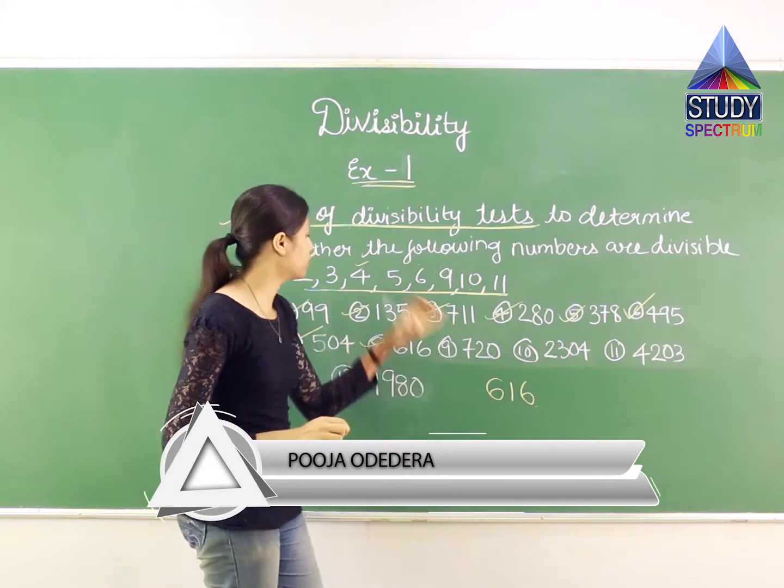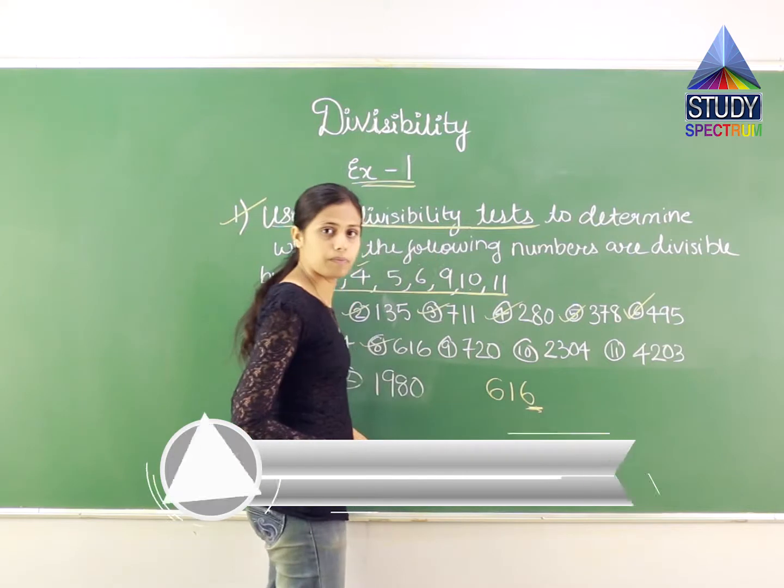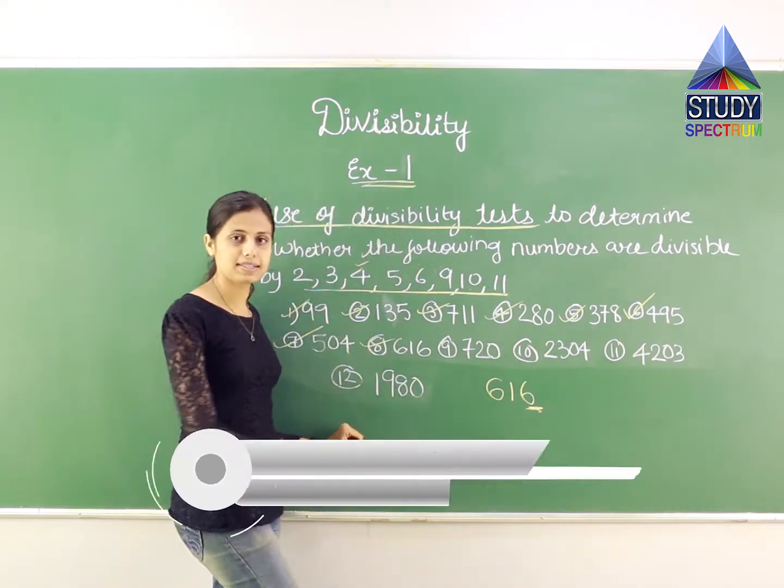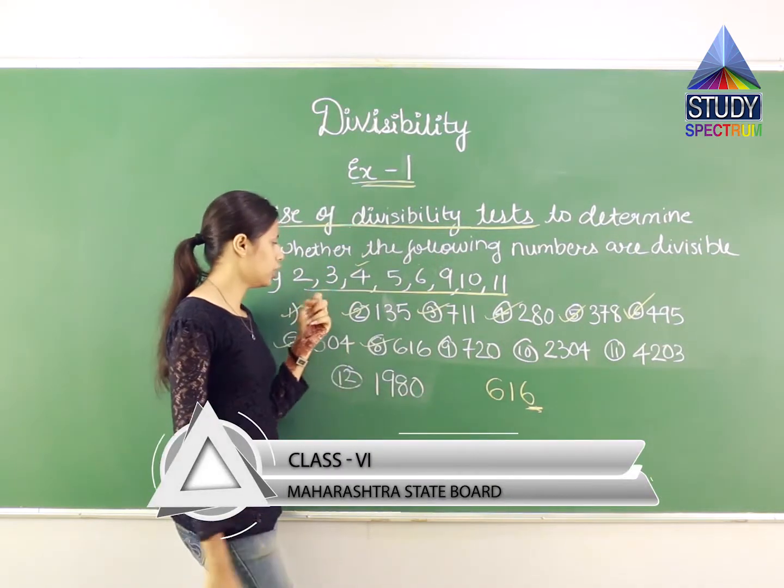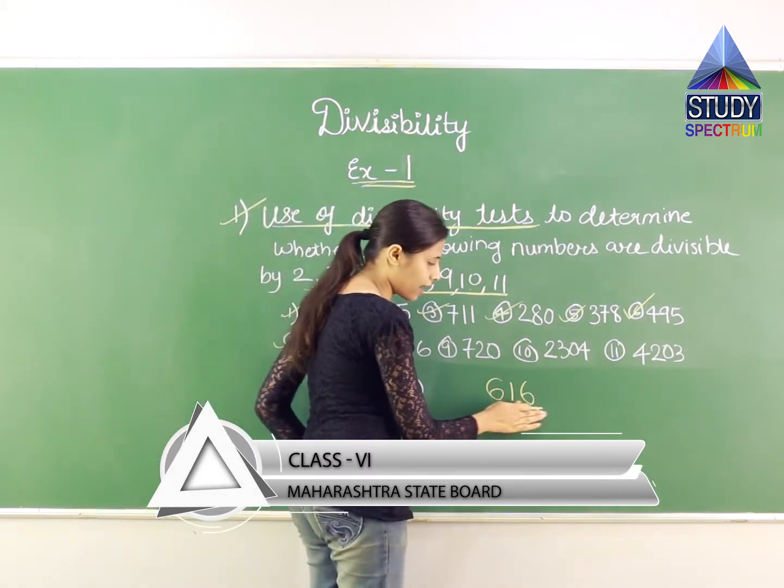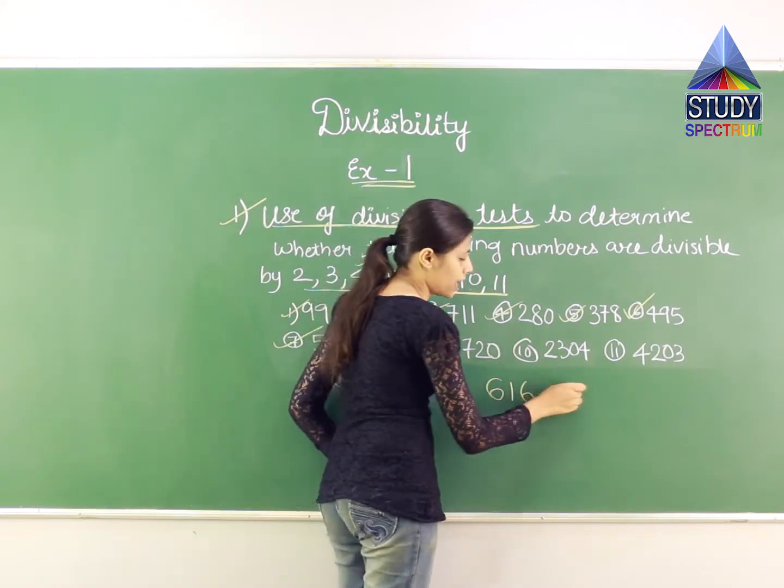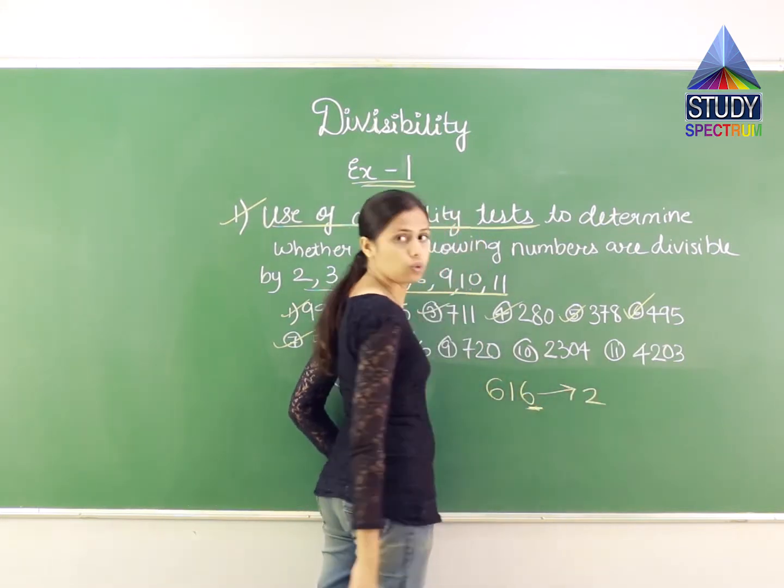So for test of divisibility by 2, I look at the last number which is 6. If it is an even number, I can say that the number is divisible by 2. If not, it is not divisible by 2. Over here at the end I have what? 6. Is 6 an even number? Yes. So it has to be divisible by 2.